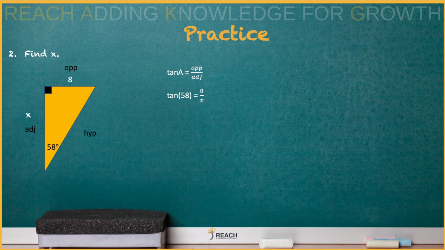You know you're going to multiply by the denominator every time. And we get x tan 58 equals 8. And then divide by tan 58. Put that in your calculator, and we get approximately 5. It's like 4.99. So approximately 5.